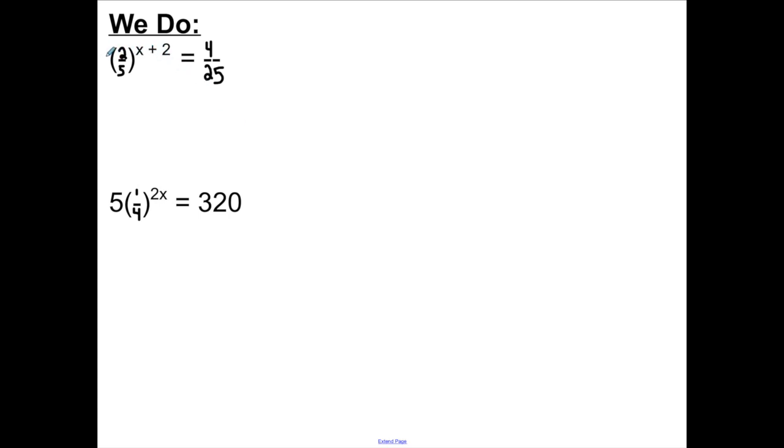Yes, there's no number in front. The base is alone. Now what I need to do is turn 4 over 25 into a power of what over what? Into a power of 2 over 5. Because the one-to-one rule is not going to work unless the base on the left is equal to the base on the right. Okay, so folks, here's going to be my little secret here.